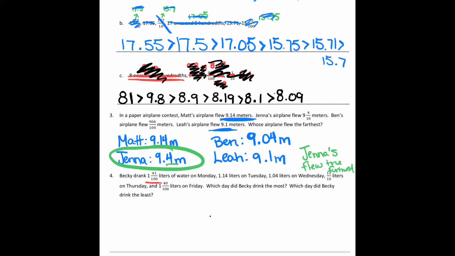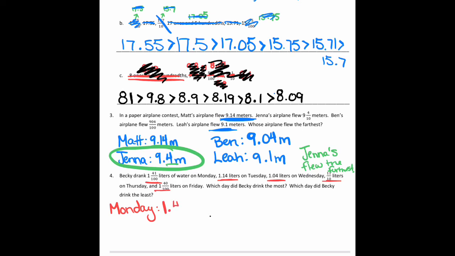Okay, on number 4, we're going to compare how much Becky drank each day of the week. So on Monday, she drank 1 and 41 hundredths liters of water. Tuesday was 1.14 liters. Wednesday was 1.04 liters. And Thursday was 11 tenths liters. And Friday was 1 and 40 hundredths liters. So now we are going to write each one of these in decimal form.